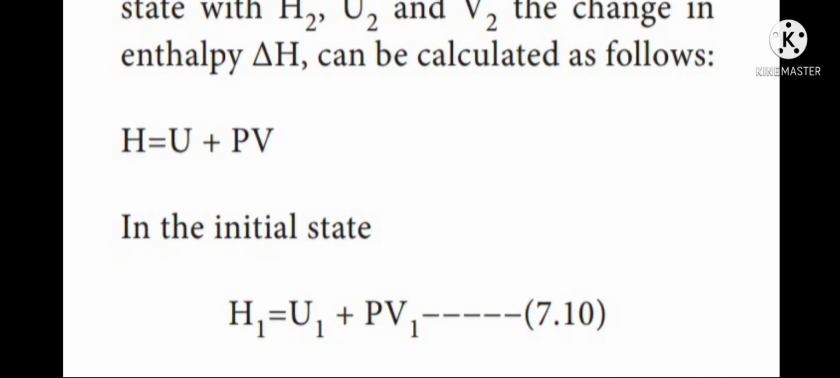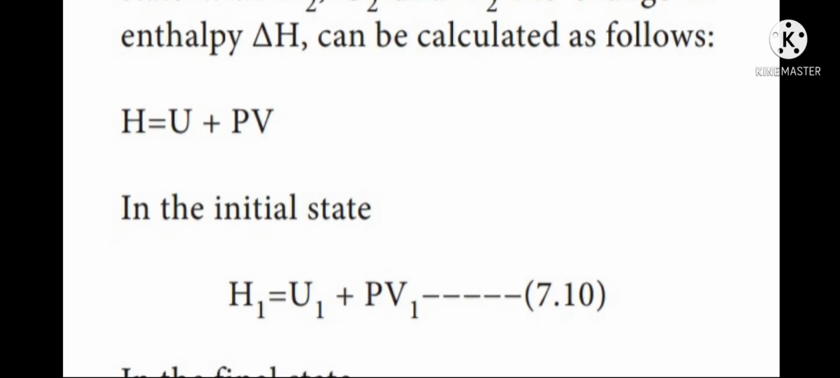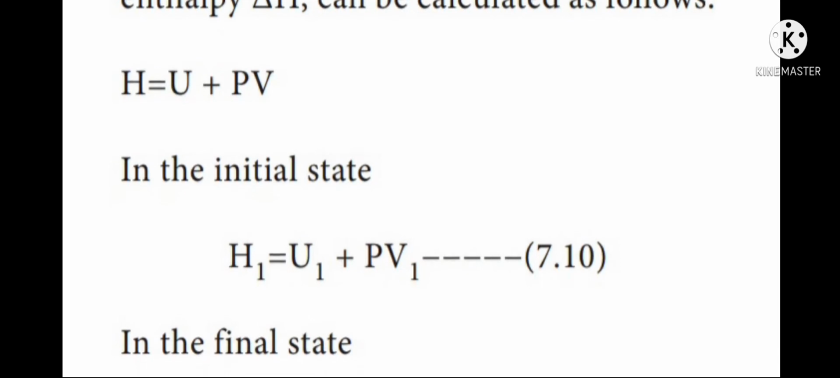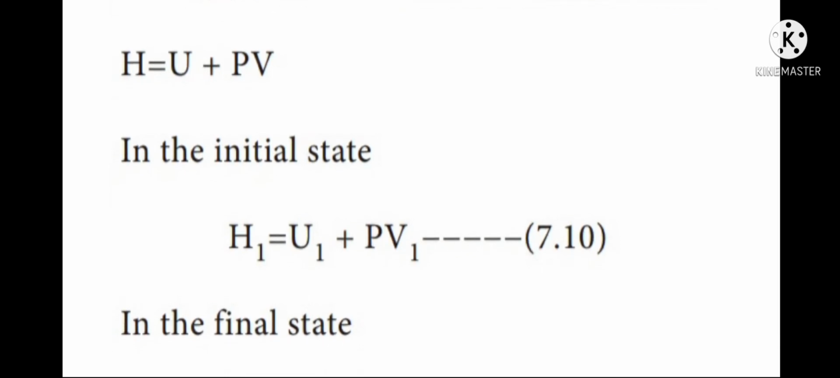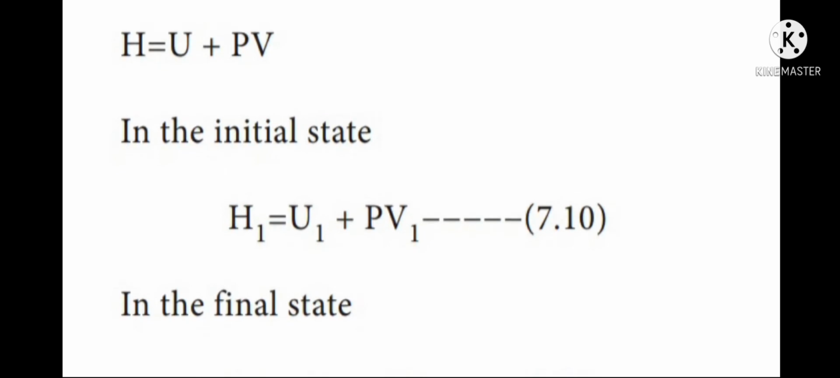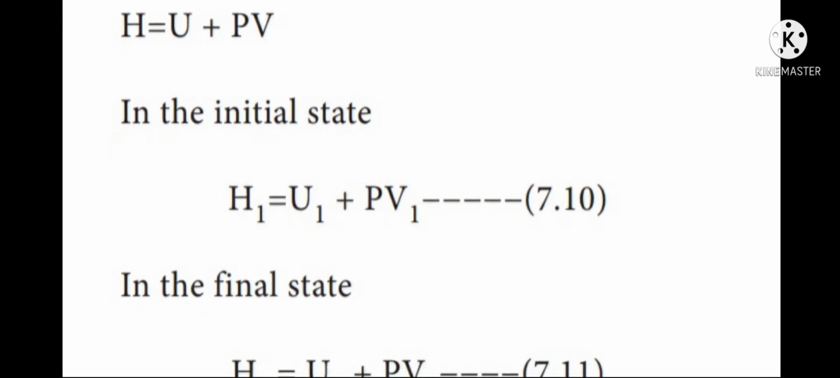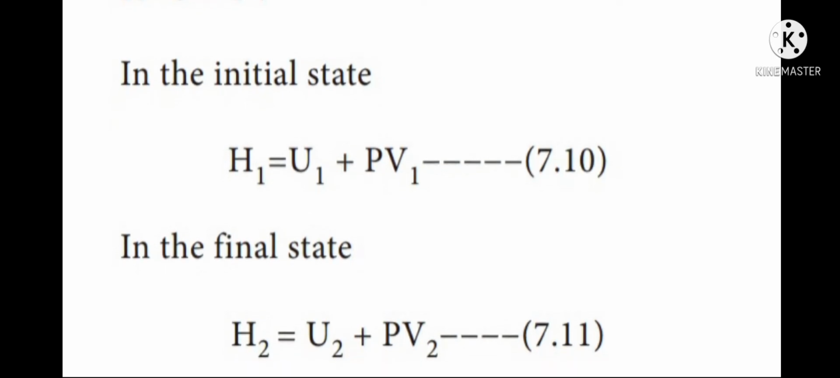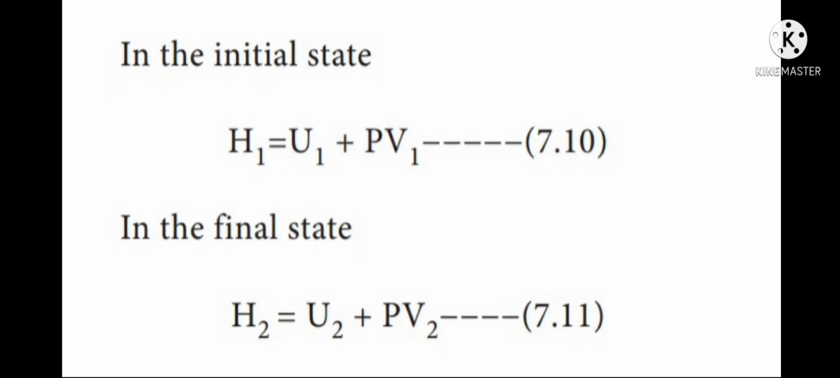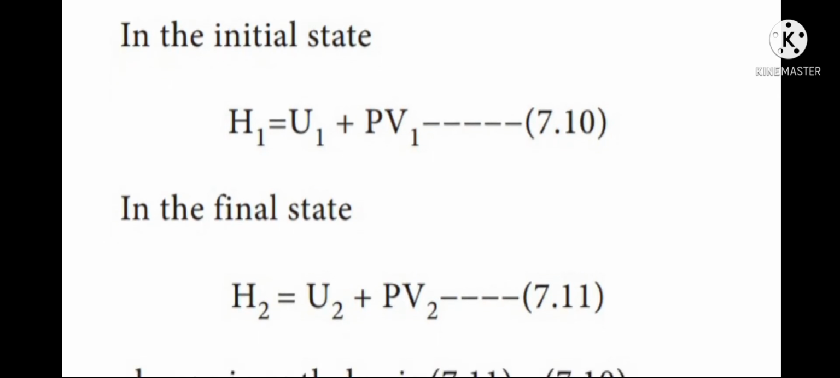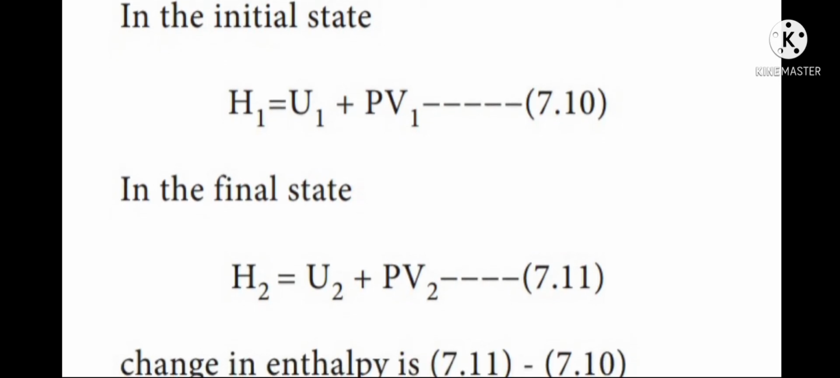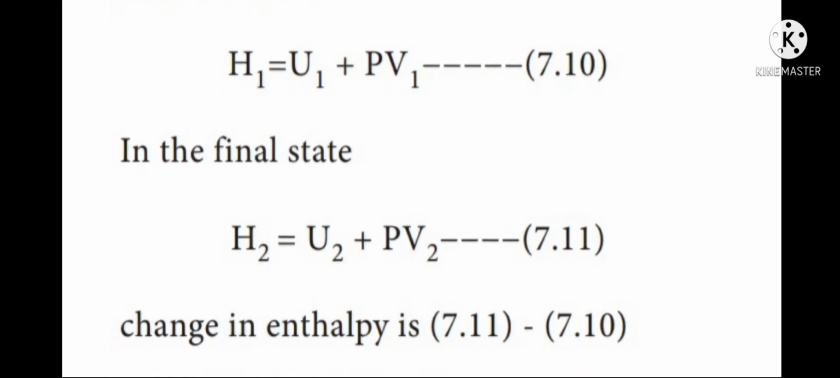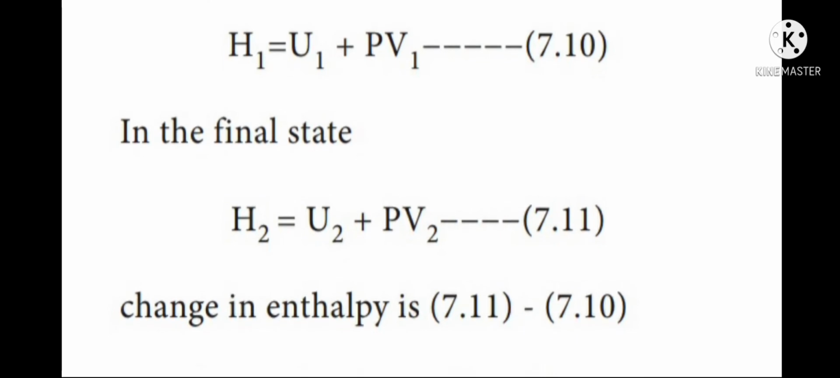In the initial state, equation 7.9 becomes H1 equals U1 plus PV1. It is given by equation 7.10. In the final state, equation 7.9 becomes H2 equals U2 plus PV2. It is given by equation 7.11. Change in enthalpy is given by equation 7.11 minus equation 7.10, that is final state value minus initial state value.